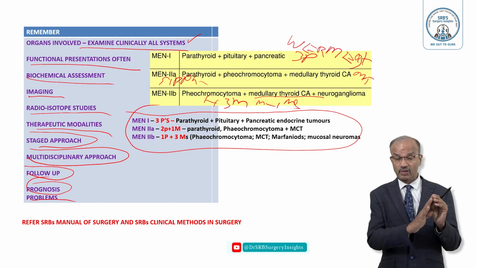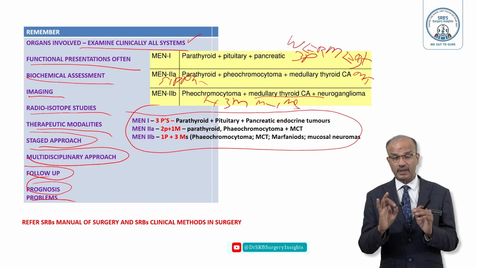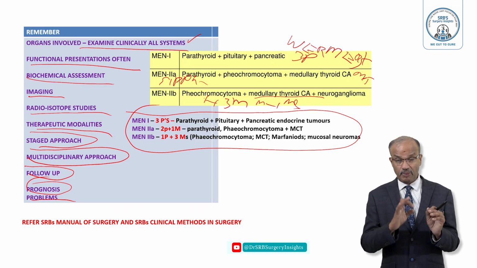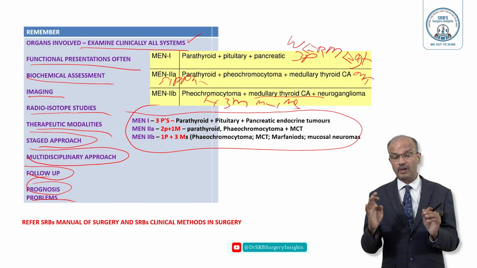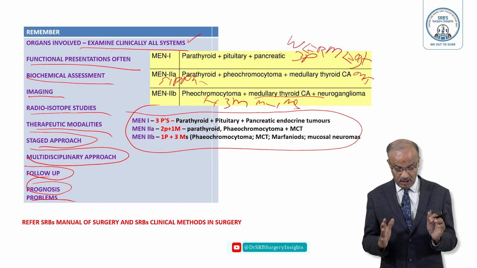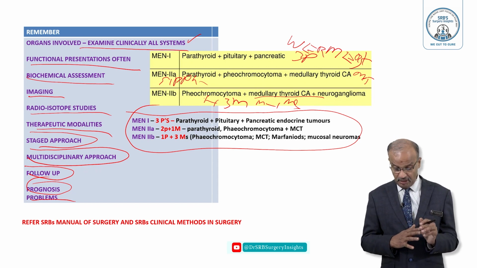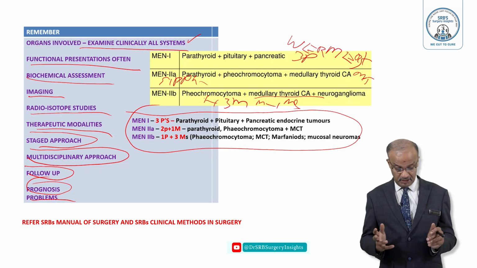So which organs are involved in MEN1? 3P: pituitary, parathyroid, pancreas. Thyroid is not involved, adrenal is not involved. MEN2A: parathyroid, adrenal, medullary carcinoma thyroid. Pancreatic endocrine tumors and pituitary are not involved. MEN2B: pheochromocytoma, adrenal and thyroid, medullary carcinoma thyroid. Of course, mucosal neuroma and other things are there.